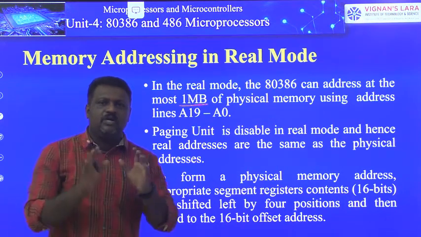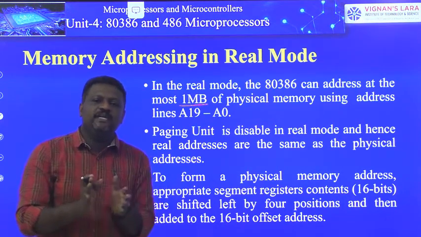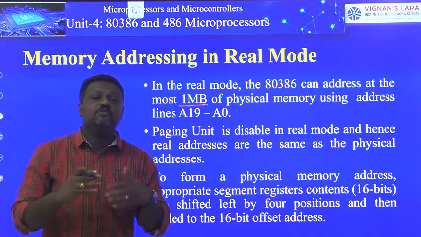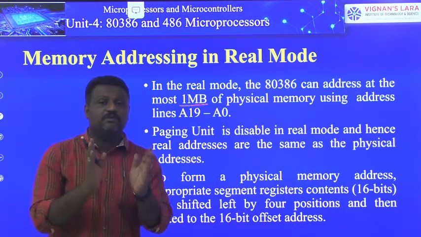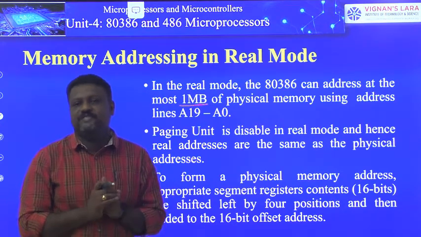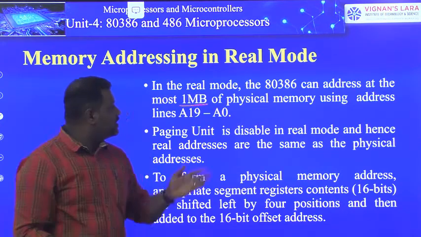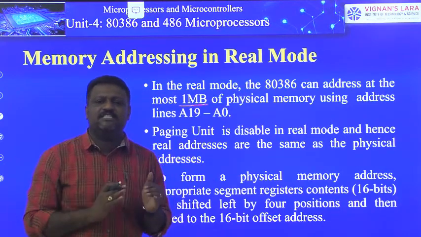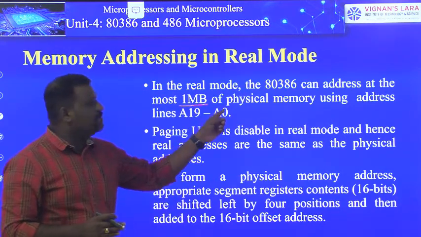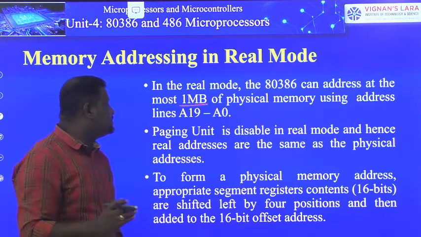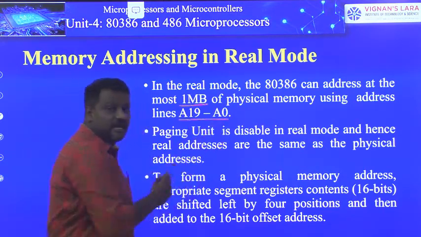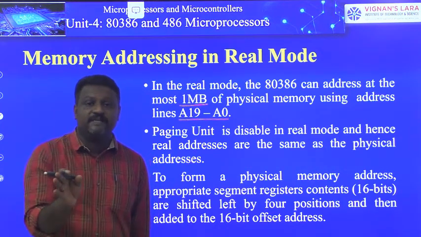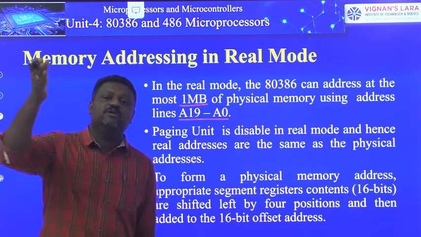That means we already know that the 80386 acts like a fast 8086 in real mode. We know that the 8086 can address only 1 MB of physical memory. That's why in real mode, the 80386 can address a maximum of 1 MB of memory by using address lines A19 to A0.